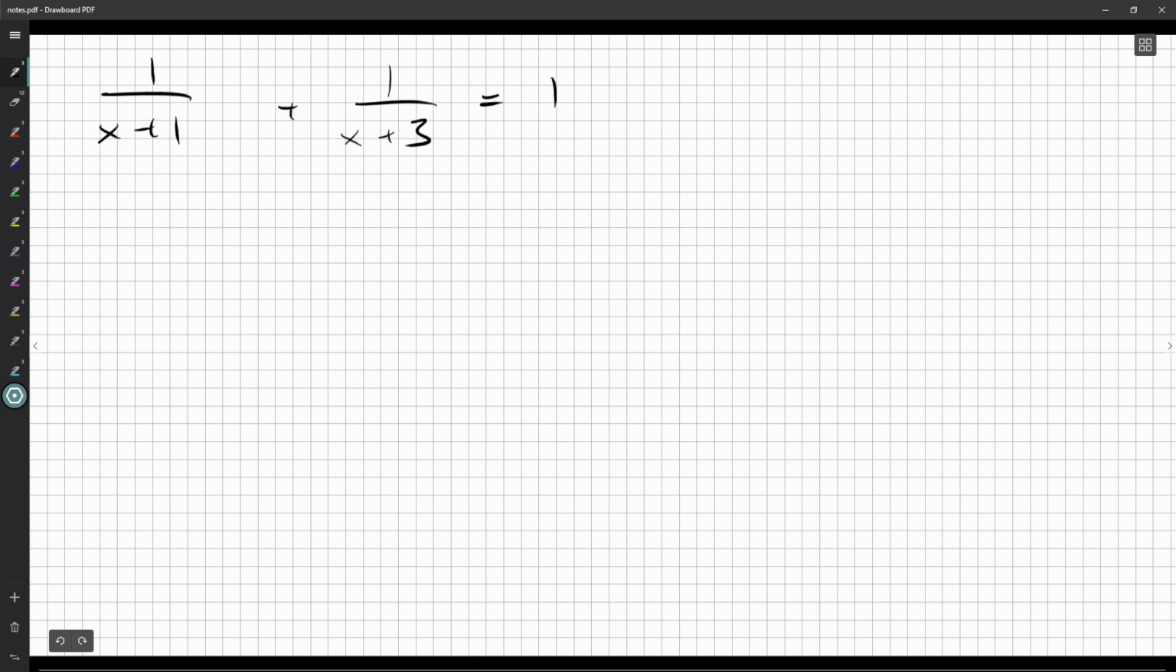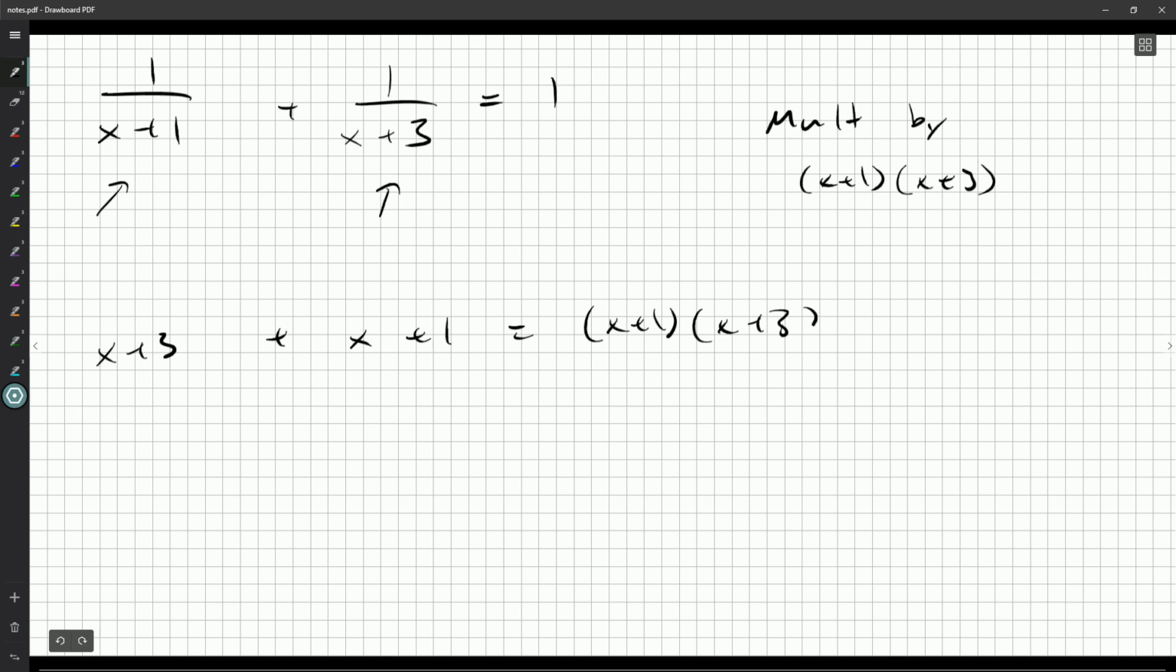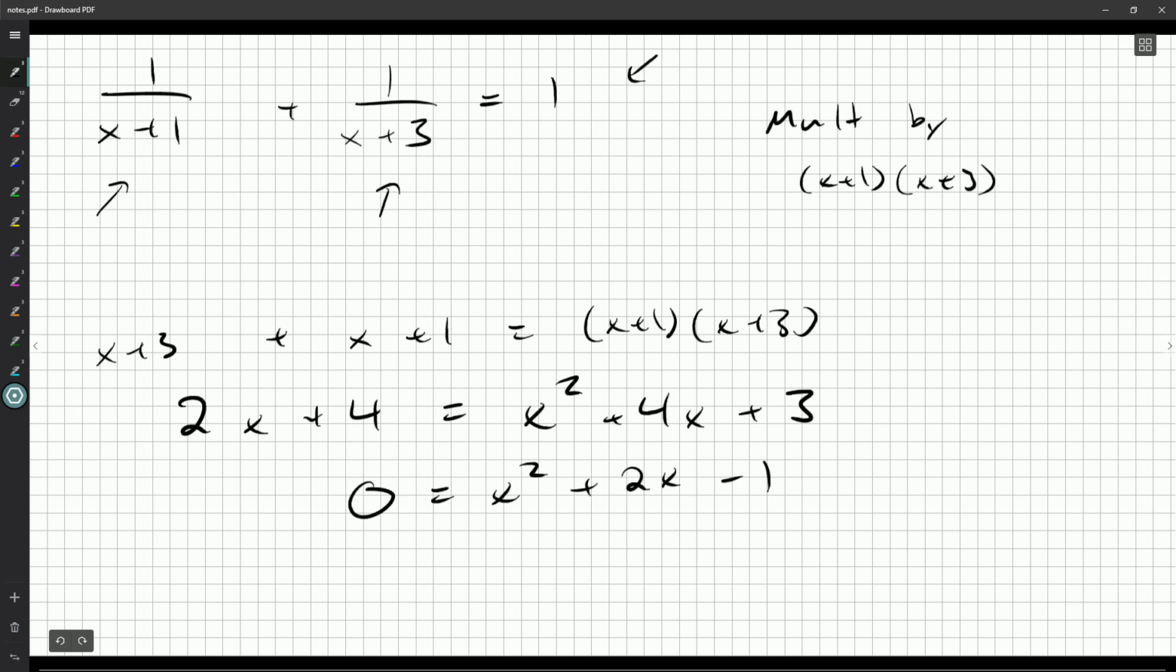I think probably the easiest thing to do is multiply both sides by x plus 1 to get this out of the bottom, and then x plus 3 to get this out of the bottom. So we'll get x plus 3 plus x plus 1 is x plus 1 times x plus 3, multiplying by the 1 over here. So we can do a little cleanup. 2x plus 4 is x squared plus 4x plus 3. Bring everything over to one side. x squared plus 2x minus 1.